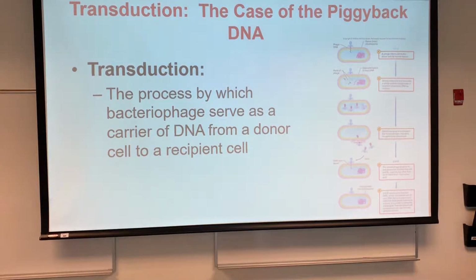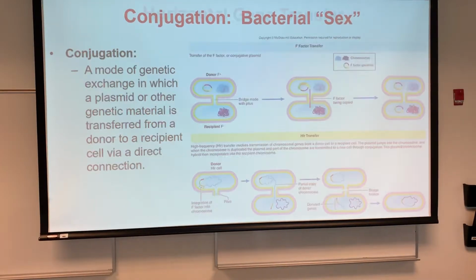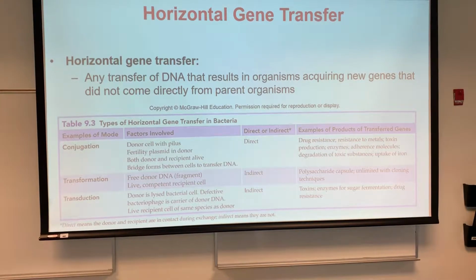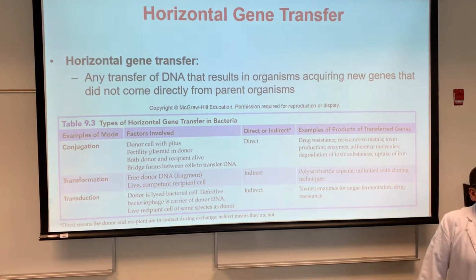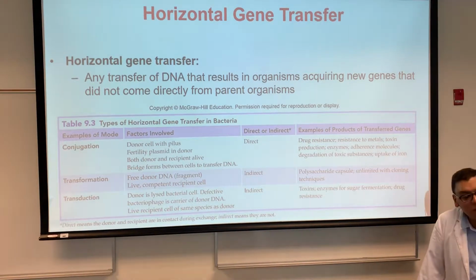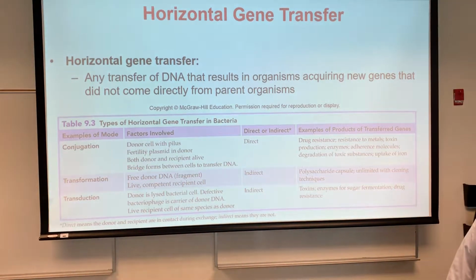So all 3 of them, if we go back, are collectively called horizontal gene transfer. And that's how bacteria produces new recombinants, whether in nature or in the lab. Like transformation, we have control over to do that in the lab.